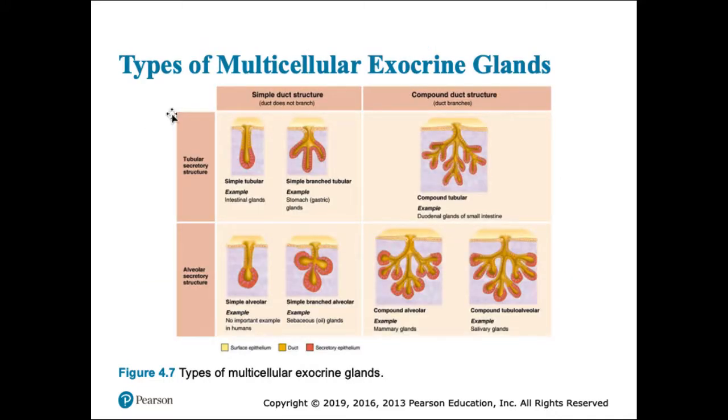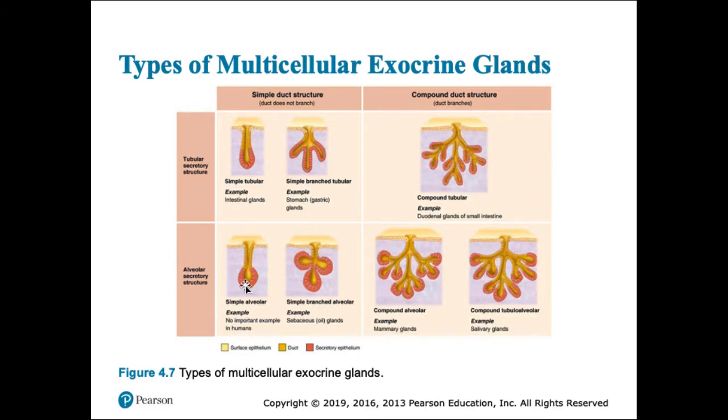So there's types of these multicellular exocrine glands. You can see there's this tubular form and the alveolar form. Alveolar are like sacs. So you can see these are sacs and these are more like tubes. And so you can have simple ducts. You can have simple tubular, which you can find in the intestinal glands. You can also have simple branched tubular, where you find in the stomach, gastric glands. We also have these compound tubular secretory structures, which you can find in the small intestine, especially in the duodenum. So we call these duodenal glands. And so you can see they are even more branched or compound.